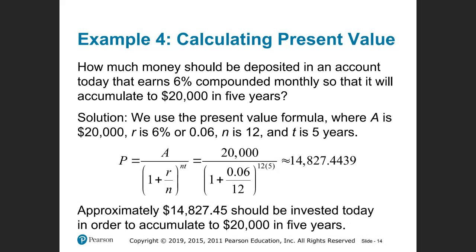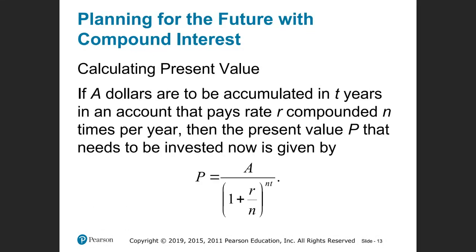Now we have calculating present value. I think I skipped a slide. Let me go back. Here we go. Okay, if A dollars are to be accumulated in T years, like you have a plan that you want a certain amount of money in an account that pays a rate of R compounded n times per year, then the present value P that needs to be invested is given by this. So in other words, you have a goal, you want to have a certain amount of money at the end of a certain time, and this will give you that value that you have to invest in order to reach your goal.